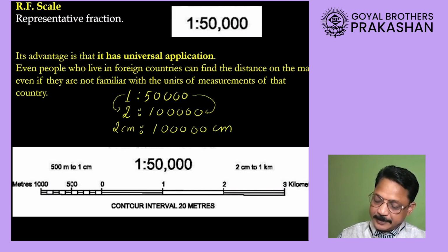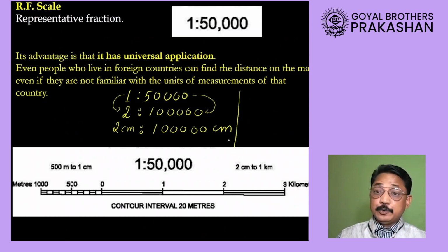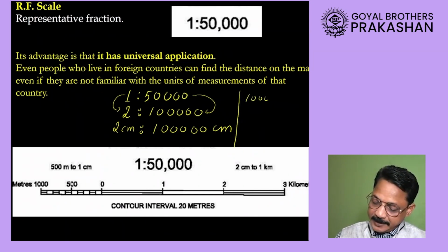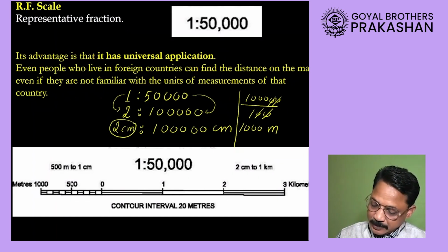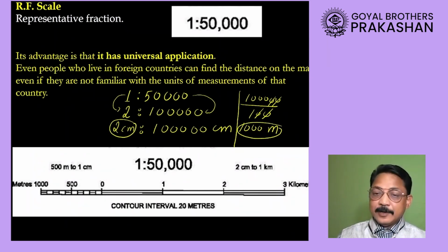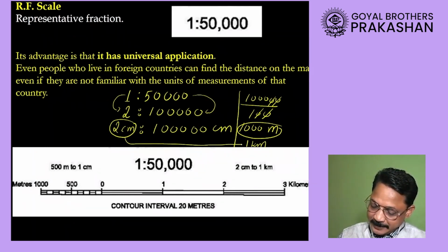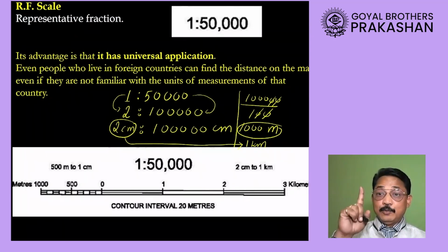1 lakh centimeter. Now, if I want to convert this 1 lakh into meter, I will divide this 1 lakh by 100. So this 0 will get cut, this 0 will get cut. I get, dear students, 1000 meter. So 2 centimeter is now equal to 1000 meter, and 1000 meter we know is equal to 1 kilometer. So ultimately 2 centimeter is equal to 1 kilometer.